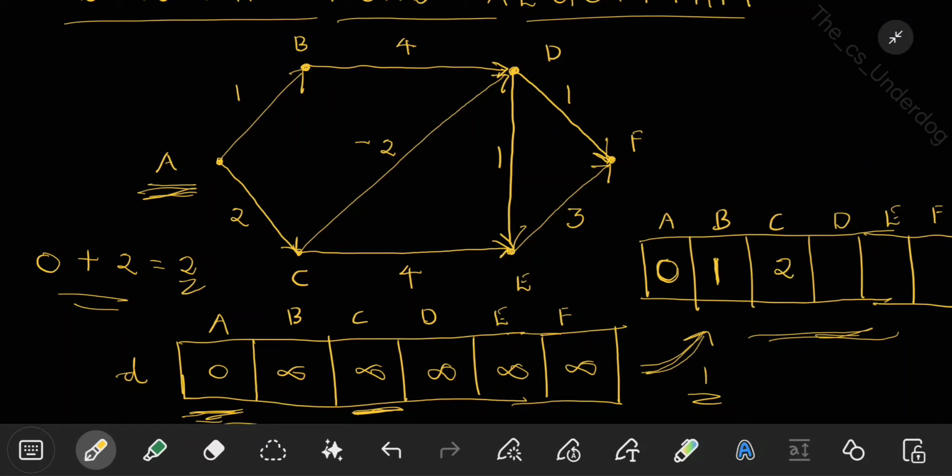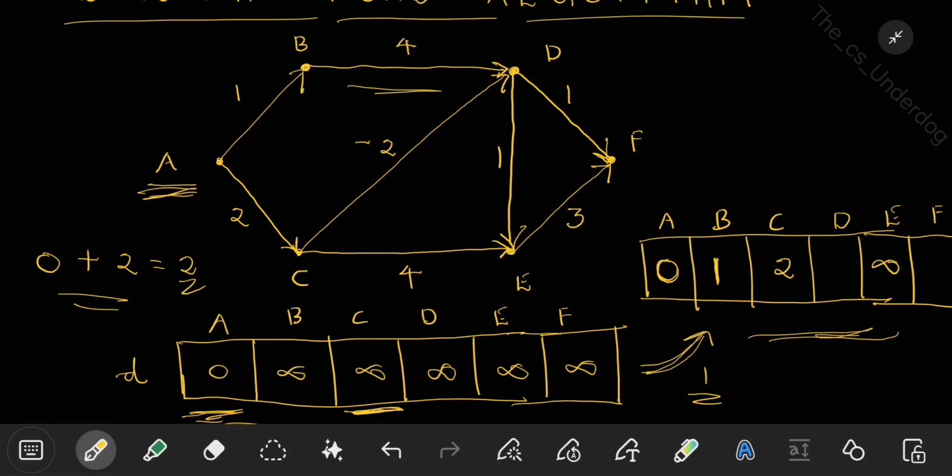Next edge, let us say I'll pick this particular edge, CE. If I take CE, what happens? Distance to C is anyway infinity. So if I add 4 to infinity, it will be infinity only. So there is no updation possible. So distance to E will remain as infinity.